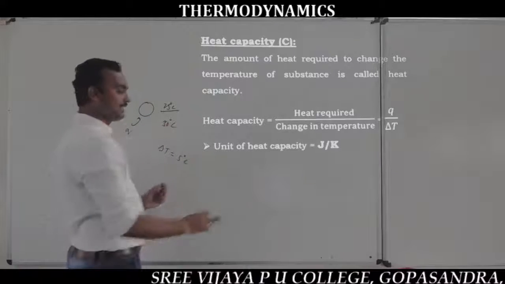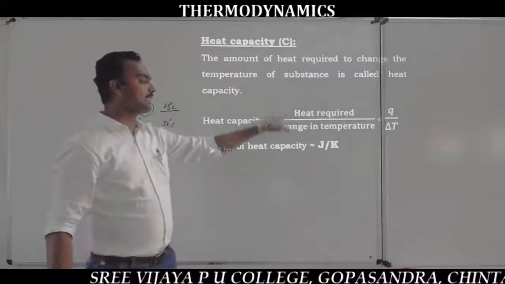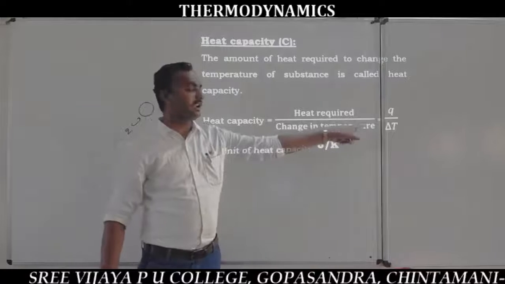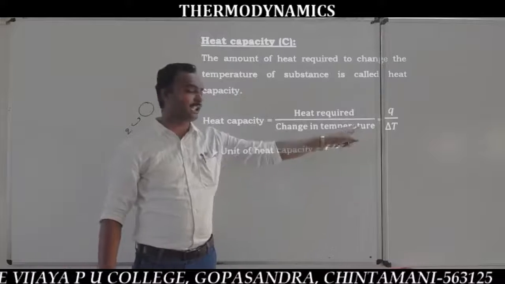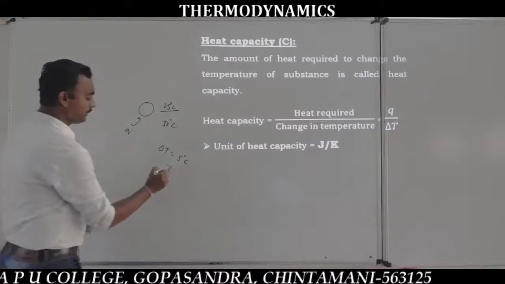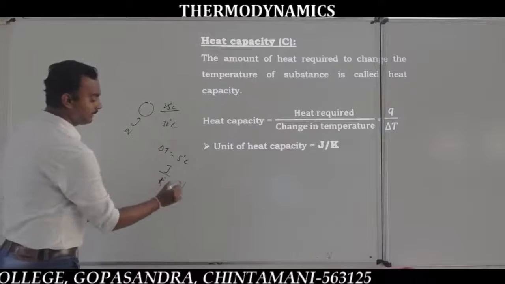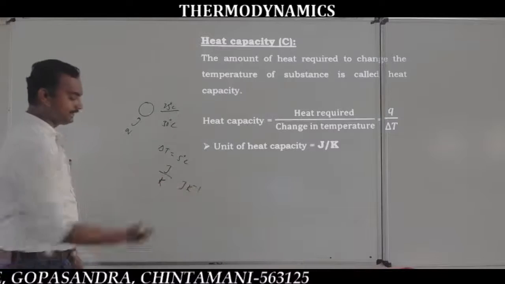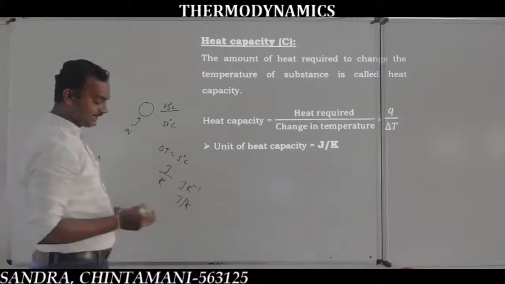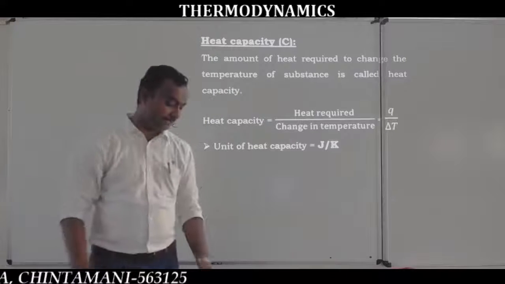Then what is the unit? Heat is measured in joules and delta T, the temperature change, is in Kelvin. Therefore joule divided by Kelvin, and the unit becomes joule per Kelvin. That is the unit of heat capacity.